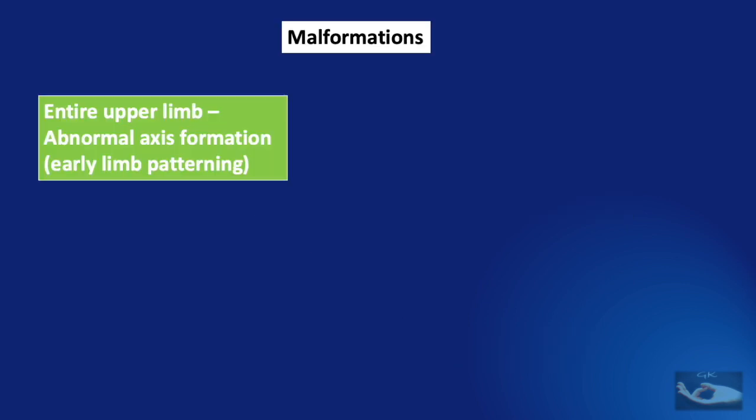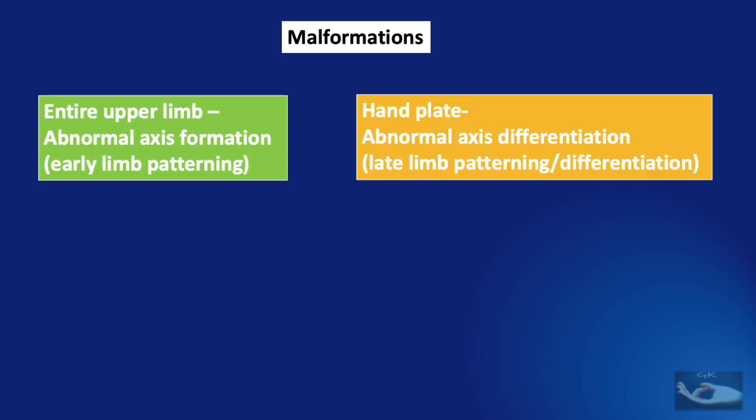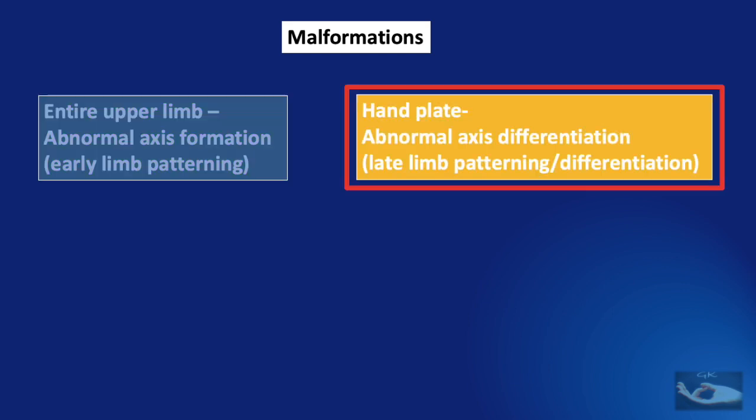These malformations can be classified according to whether they involve the entire upper limb, and this occurs due to abnormal axis formation in the early limb patterning period, or the malformations could involve only the hand plate. So here it is abnormal axis differentiation, and it occurs during late limb patterning or differentiation. Syndactyly is classified under this hand plate malformation.